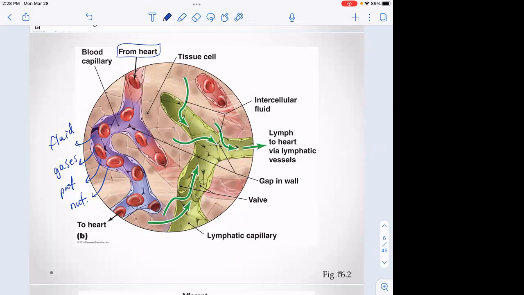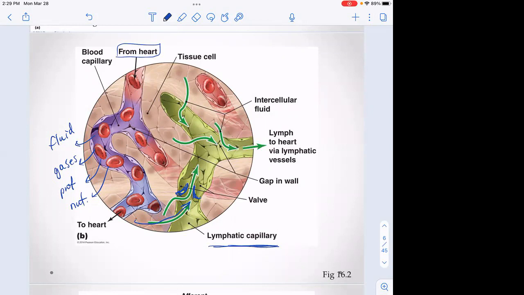As long as the blood pressure in the lymphatic capillary is less than the blood pressure in the tissues, kind of that leftover stuff will enter into the lymphatic capillary, be collected. Okay, and there are valves here. It's kind of hard to see, like here and here, to ensure that the lymph only moves in one direction. And it doesn't move very quickly.